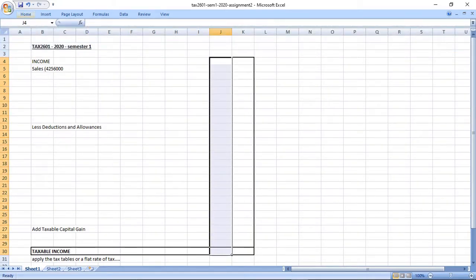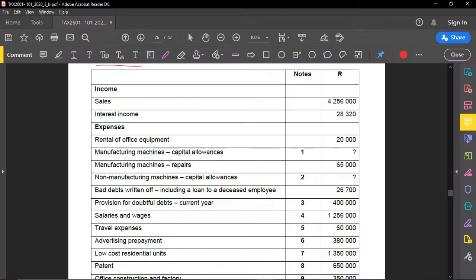Okay, I'll use a two-column approach. Again, you can decide what format you want to apply. I'm going to keep totals in one column and I'll keep workings in another column. So the sales here were 4256. Let's just double check that. 4256, yes. That's 4.256 million, obviously.